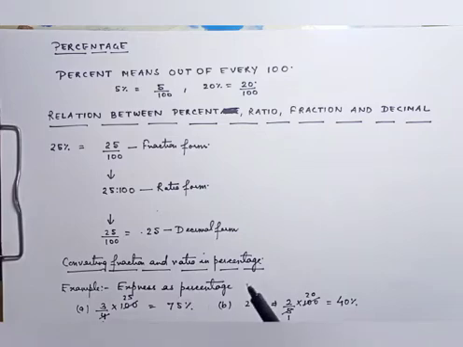Or if it is given in the form of a ratio, that is 2 upon 5, we simply multiply the given fraction or ratio by 100. So 5 ones are 5, 5 20s are 100. So the answer is 40%. I hope all the topics are clear to everyone.